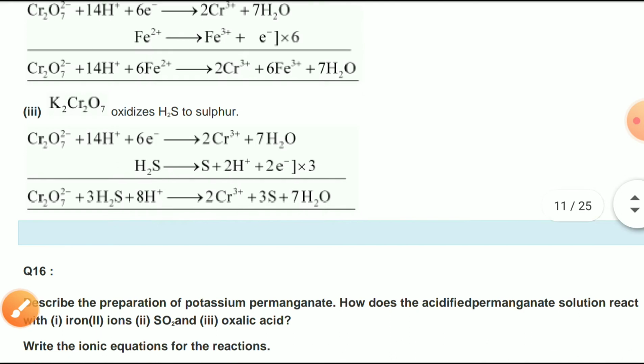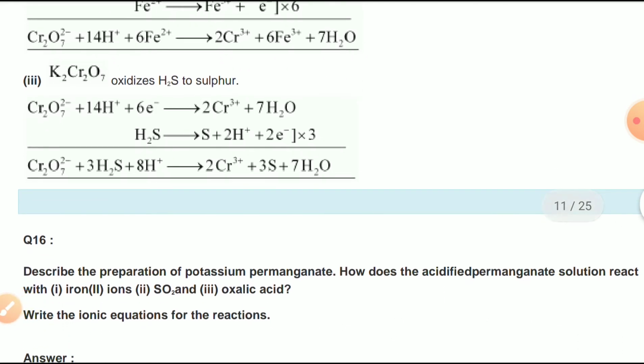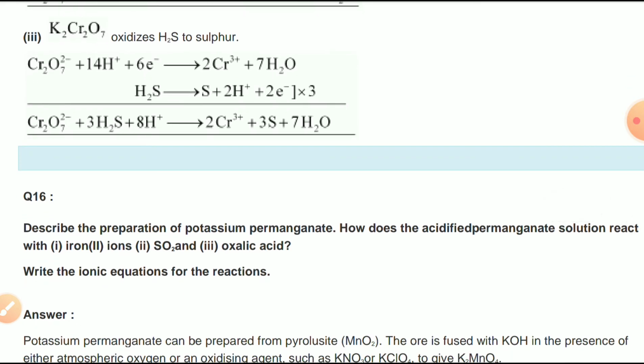Then when it oxidizes H2S to sulfur, here Cr2O7 2- plus 14H+ plus 6 electrons is giving 2Cr3+ plus 7H2O. Then H2S will be converted into sulfur and 2H+ plus 2 electrons, and that is multiplied by 3, so it will become 3H2S is giving 3S plus 6H+ plus 6 electrons. The 6 electrons are cancelled from both sides and it will become Cr2O7 2- plus 3H2S plus 8H+, and that is giving 2Cr3+ plus 3S plus 7H2O.